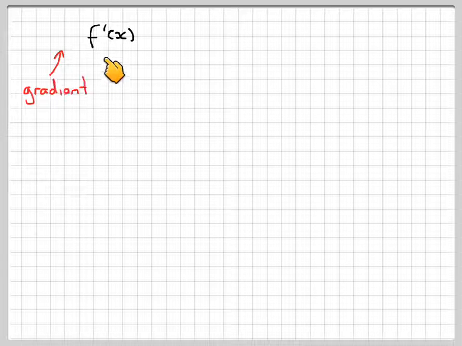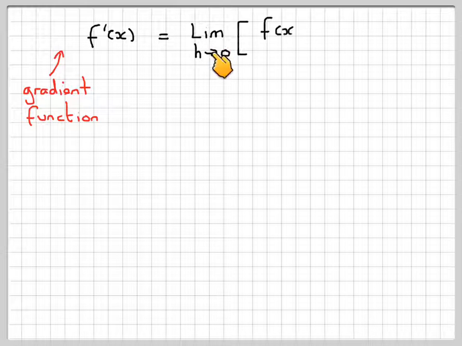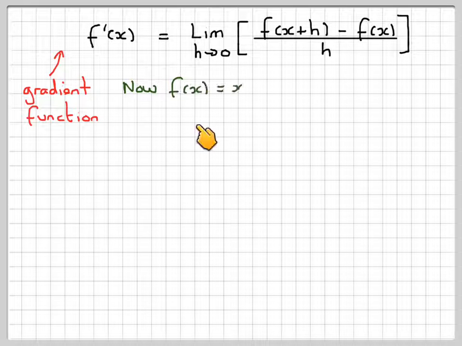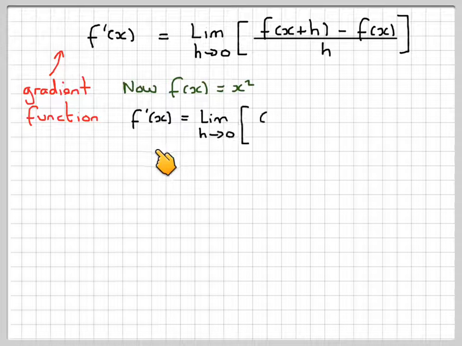So algebraically, this is what we say. f dash of x, this is what we call the gradient function. It's going to be equal to the limit as h goes to 0 of f of x plus h minus f of x divided by h. Now, if I take the function f of x equal to x squared, and I now want to find the gradient function of it.